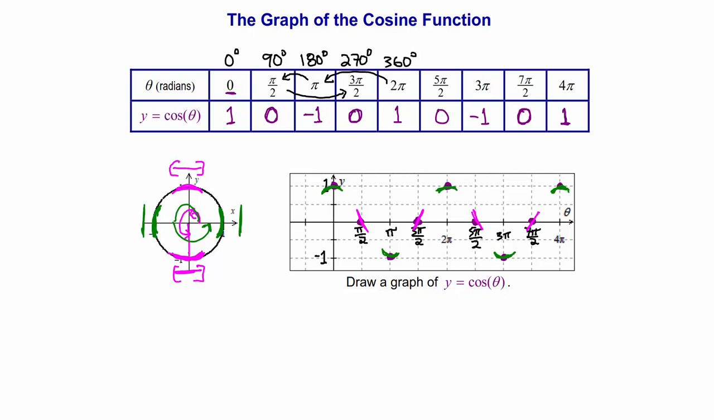So when we put these pieces together, we get a nice curvy wave. Just like this. I like drawing quarter periods at a time, representing those quarter revolutions around the graph. It allows me to get a pretty accurate picture. And this then is the graph of the cosine function.